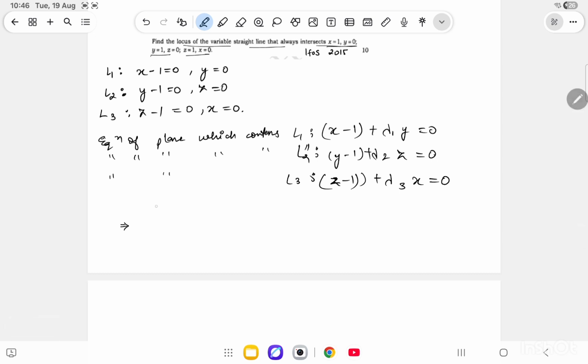So using that formula, we'll see what is the coefficient of x in plane 1, it's 1, and for y it's lambda 1, and for z it's 0. Likewise for L2 it's 0, 1, lambda 2, and for L3 it's lambda 3, 0, 1. It must be equal to 0.